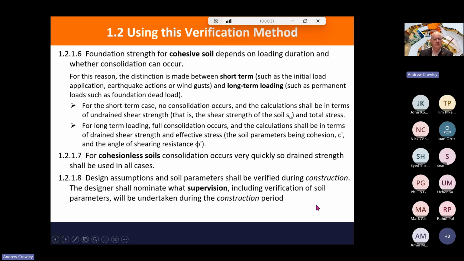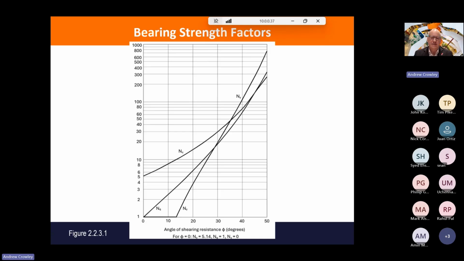And again, we're assuming that the construction is going to be done under supervision and that we can verify these soil parameters during the construction period. This is a table taken from VM2, and this gives you your bearing strength factors for shallow foundations. Note there is a different diagram for your deep foundations.